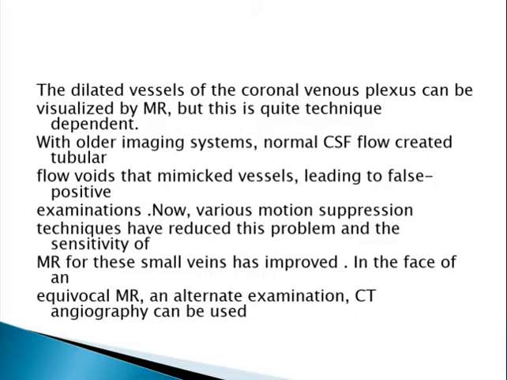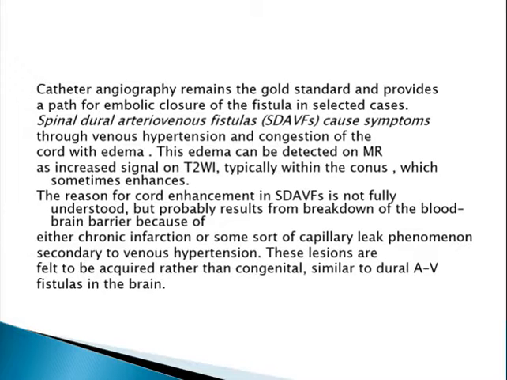Alternate examinations like CT of the spine, CT angiography, and conventional angiography can be used. Catheter angiography is the gold standard till now. It provides a way for embolization and the closure of the fistula and treatment in some selected cases.